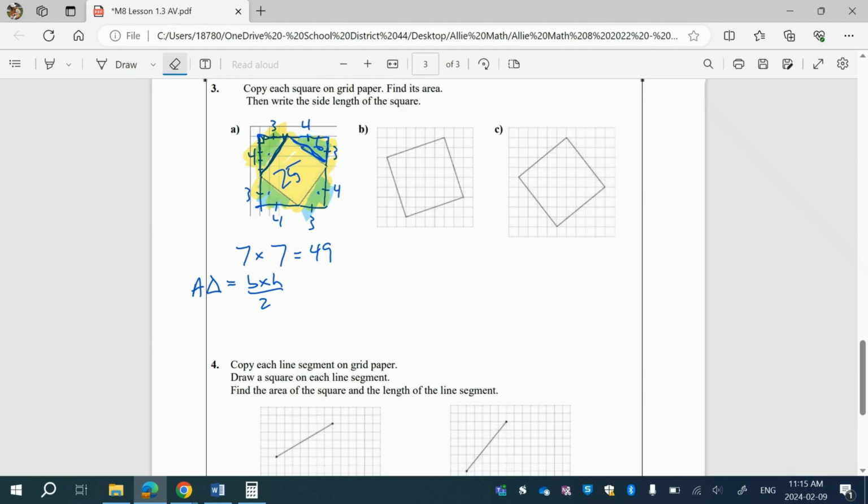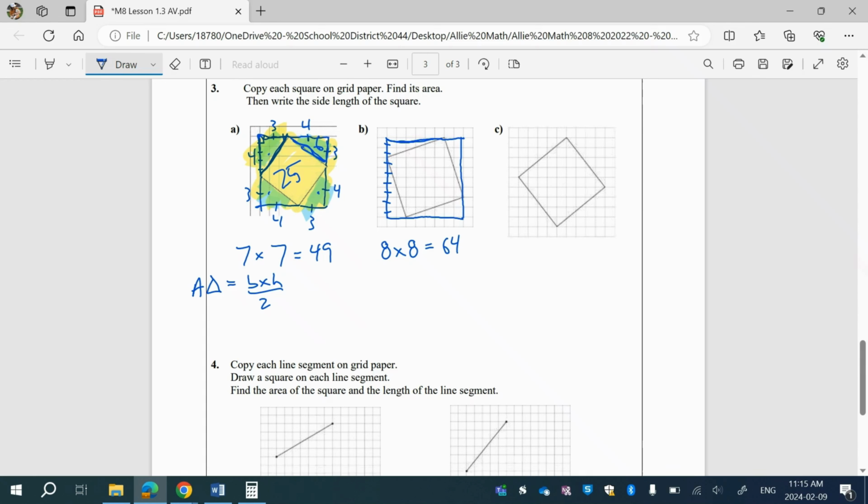So the next part, we need to make a big square that connects the corners. And then let's calculate the area of the big square and minus our triangles. So the big square is going to be 1, 2, 3, 4, 5, 6, 7, 8. So 8 by 8. So our big square is 64.